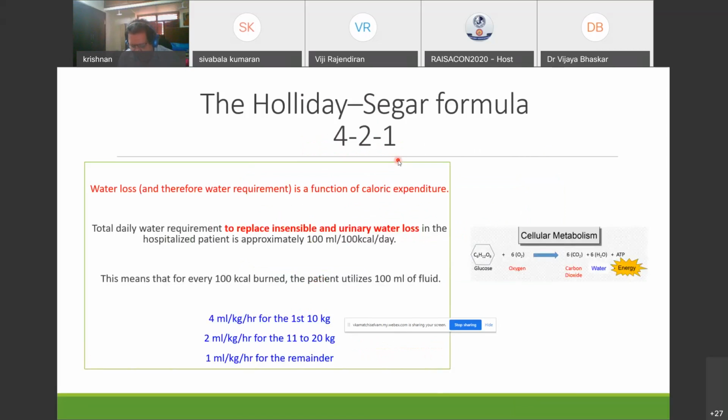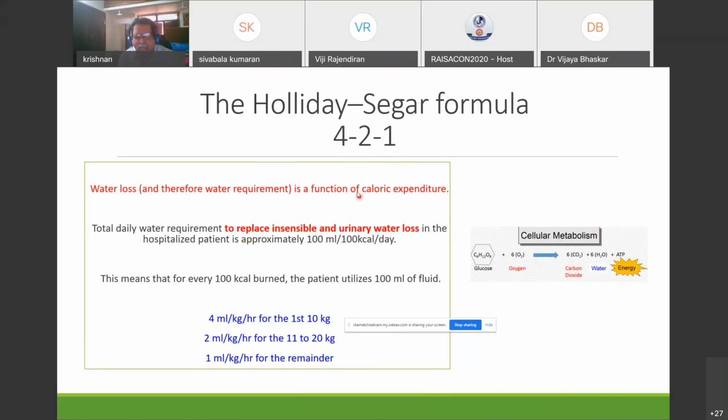So what they have done is they have calculated that for this particular cellular metabolism, glucose plus oxygen produces carbon dioxide, and water is produced and it is lost. At the end point, they produce ATP and energy. So for burning each calorie, you need some amount of water.